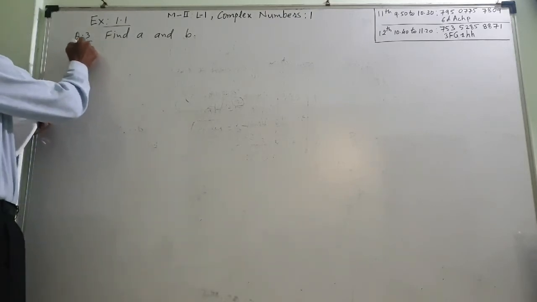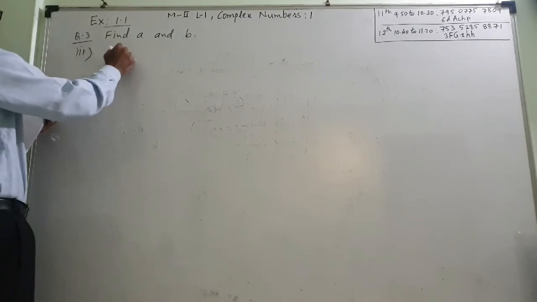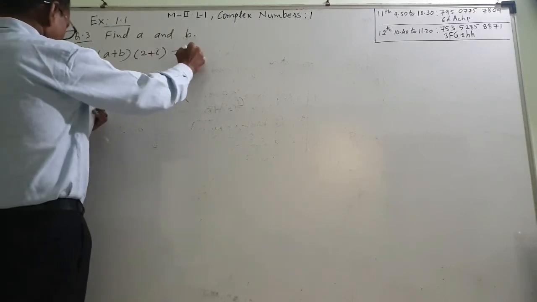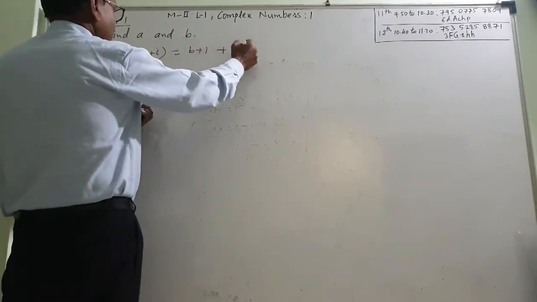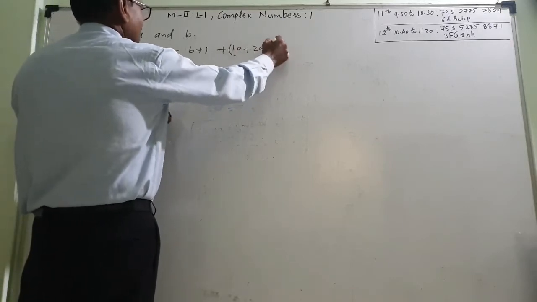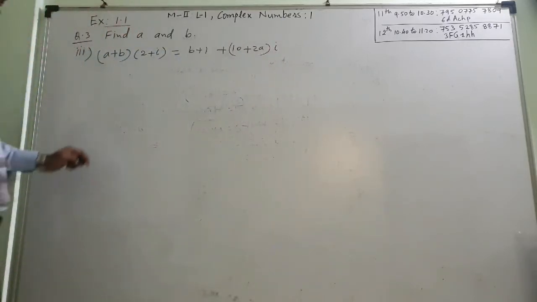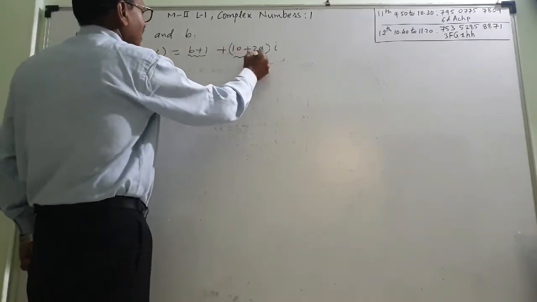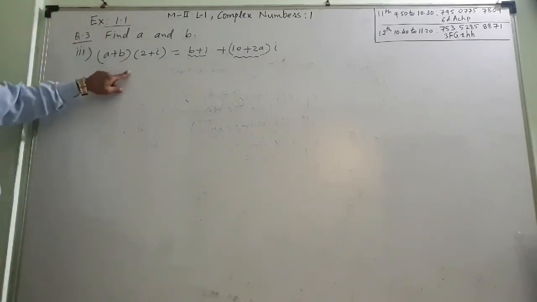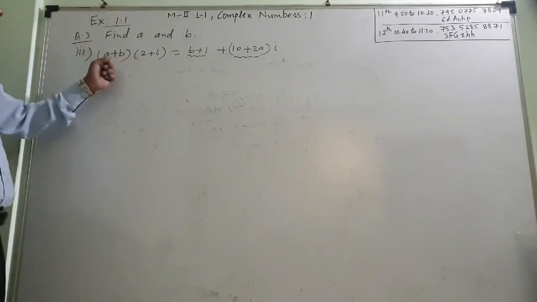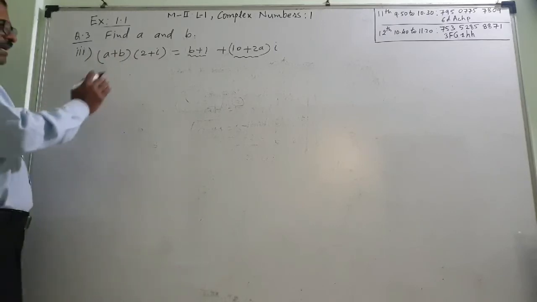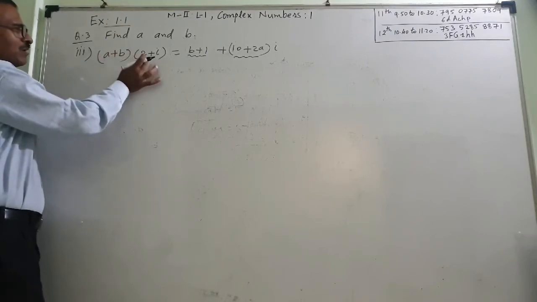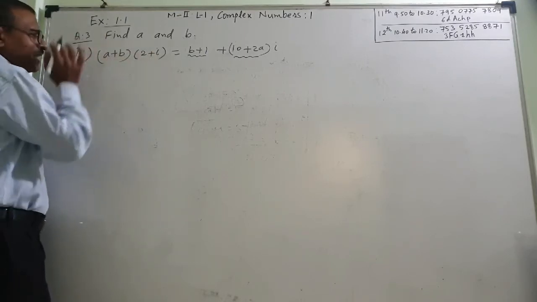Now the third one: (a plus b) into (2 plus i) is equal to (b plus 1) plus (10 plus 2a)i. This is the real part and this is the imaginary part. But here, first of all, I have to open this bracket, and then I can equate the imaginary and real parts. (a plus b) into 2 plus (a plus b) into i. That way I have to solve.